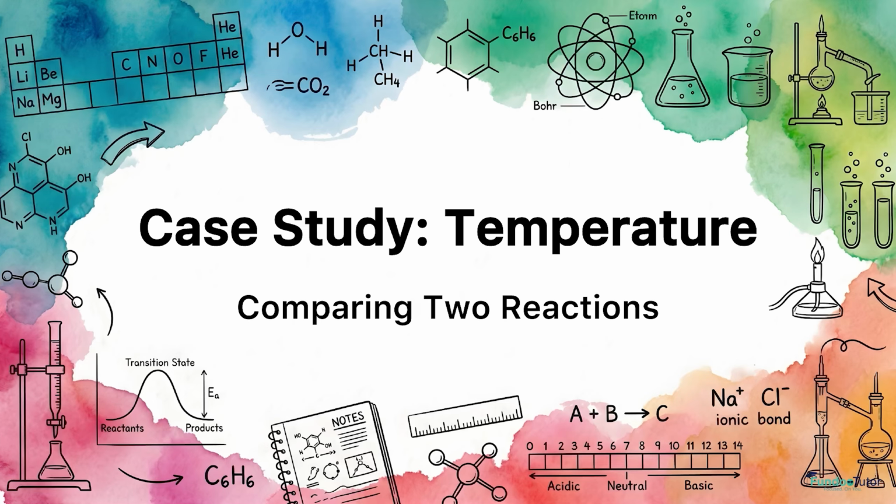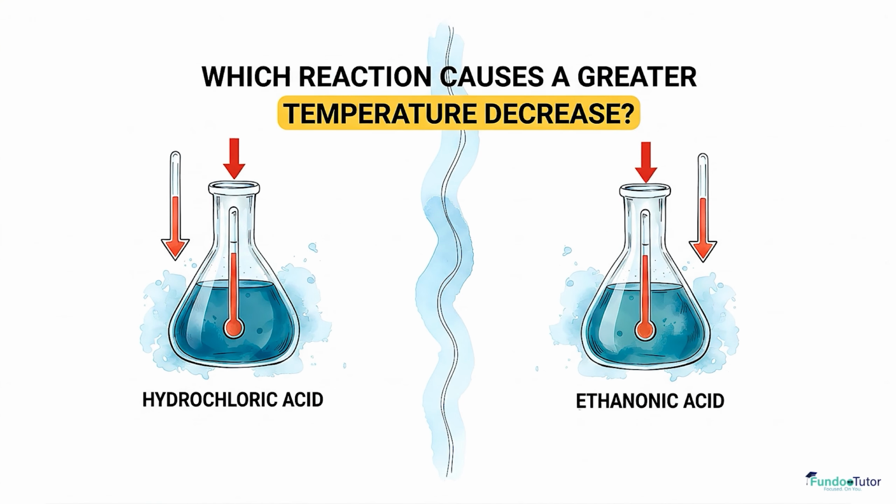Let's see how our framework holds up when we get a question that asks us to compare 2 different things. We'll look at a case study that involves 2 different chemical reactions. Okay, here's our task. We have 2 reactions that both get colder when they happen. We call them endothermic. Our job is to design an experiment to figure out which one causes a bigger drop in temperature. This is a classic comparison investigation.